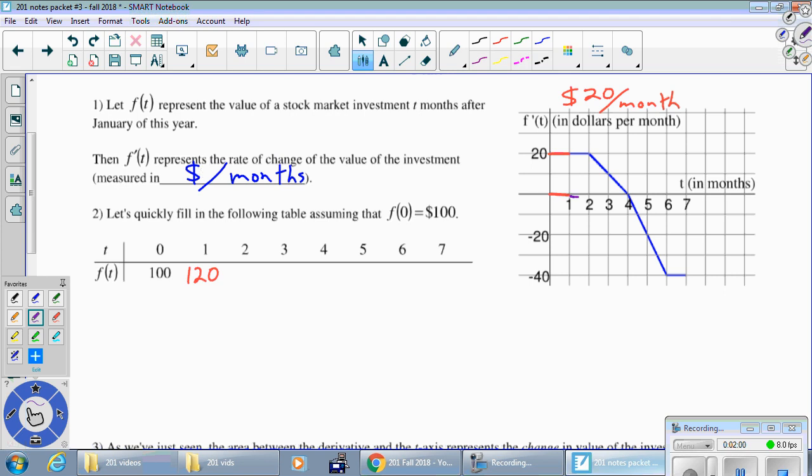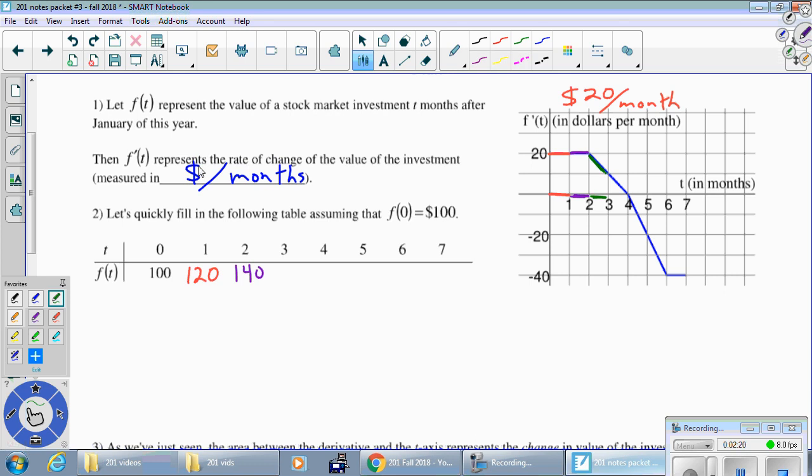Let's take a look at month number 2. Excellent. We gained another 20 bucks, right? Because the value of our investment was changing at, again, a constant rate of 20 bucks per month for a month. So from 120, we're now at 140. Okay, let's take a look at the next month. So here to here.